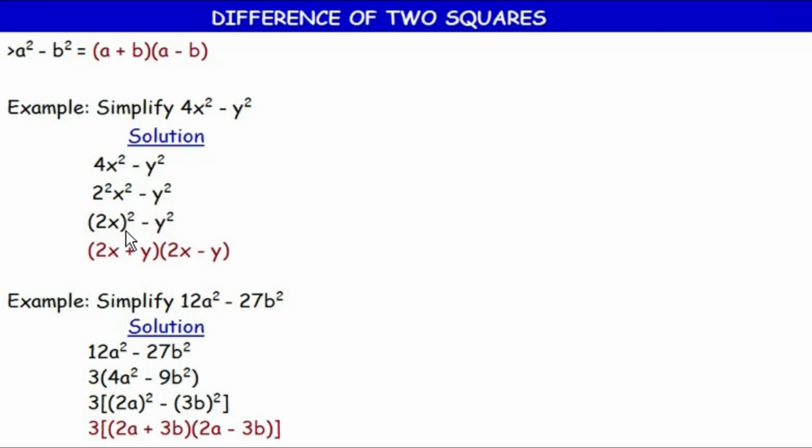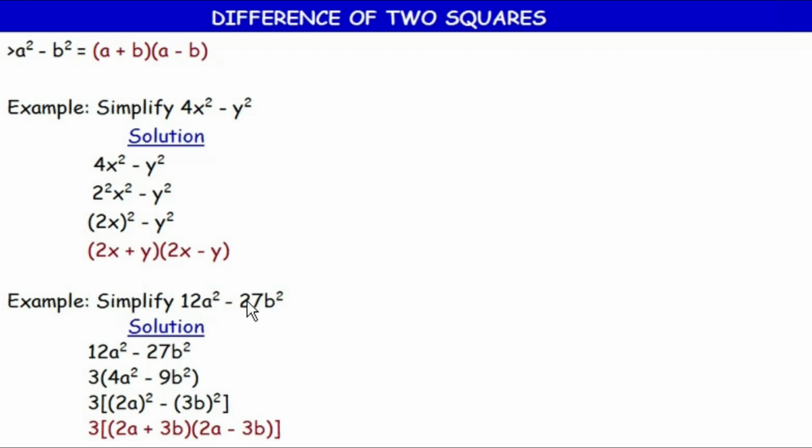So now we can apply the difference of two squares here. It is going to be the sum of 2x and y multiplying the difference of 2x and y. So that gives us 2x plus y in one bracket multiplying the expression 2x minus y. I believe you get it. Let's look at this question too. We have to simplify 12a squared minus 27b squared.